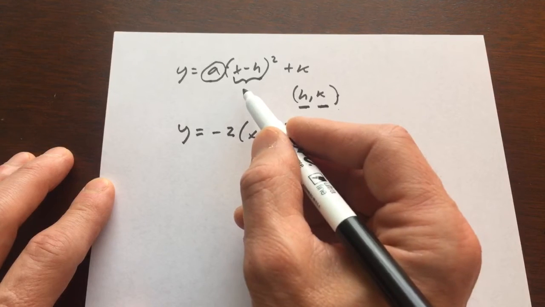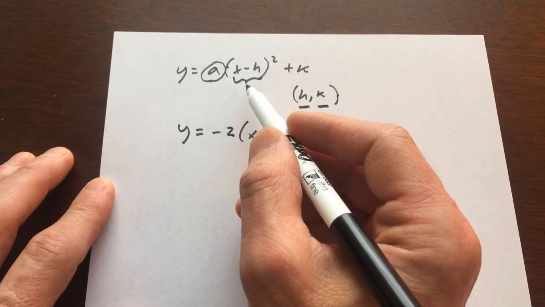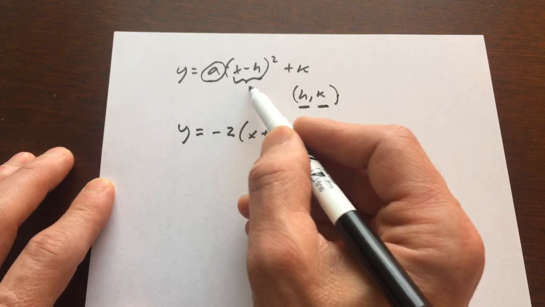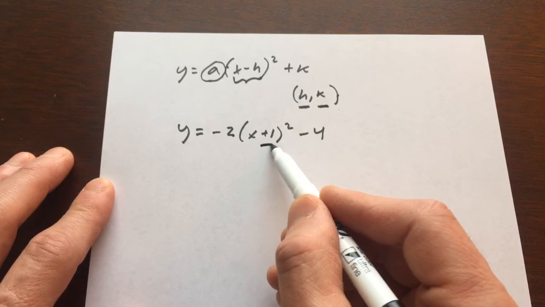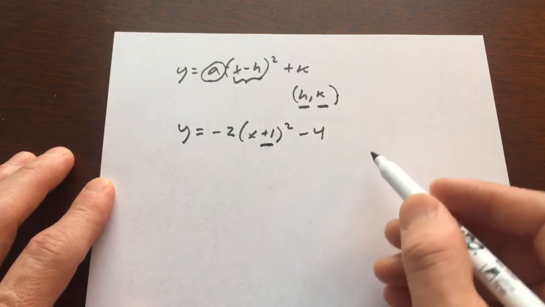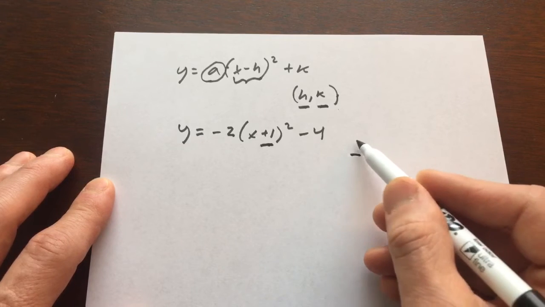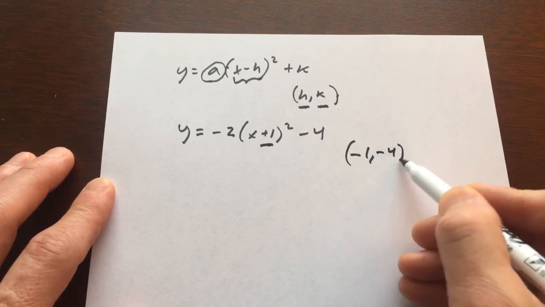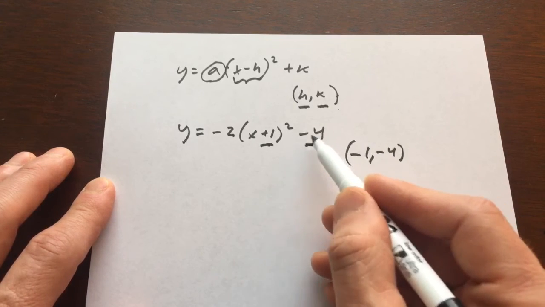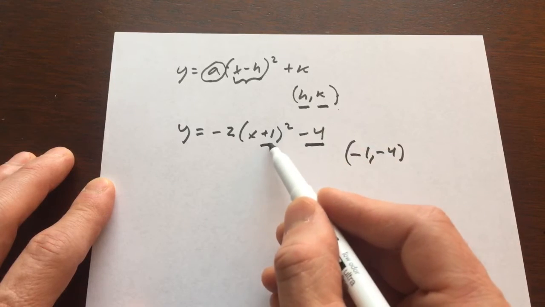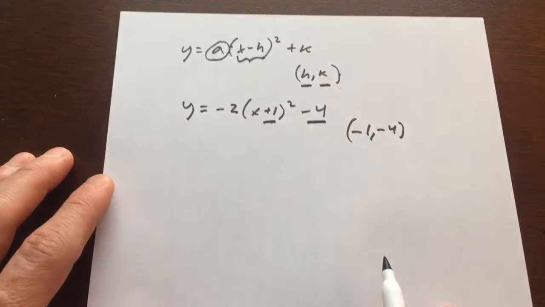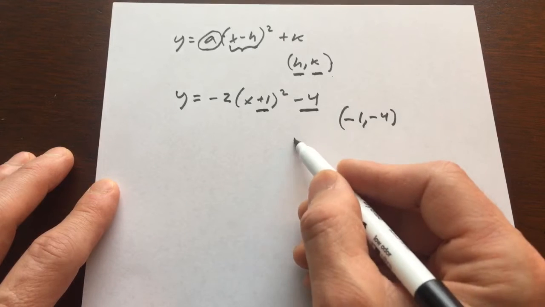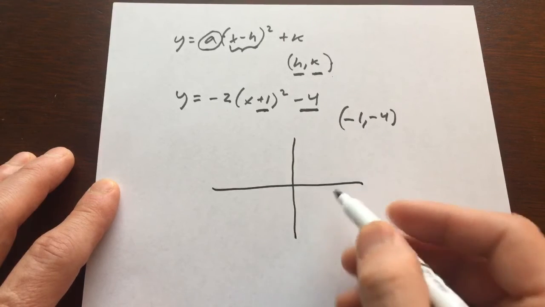And the thing to realize is that the one that's grouped with the x has the opposite sign. So it looks like it's plus 1 here, but it's actually the opposite sign. It's going to be negative 1, and the y-coordinate is going to be negative 4. Okay, so the y-coordinate has the same sign, and the one that's grouped with the x has the opposite sign.